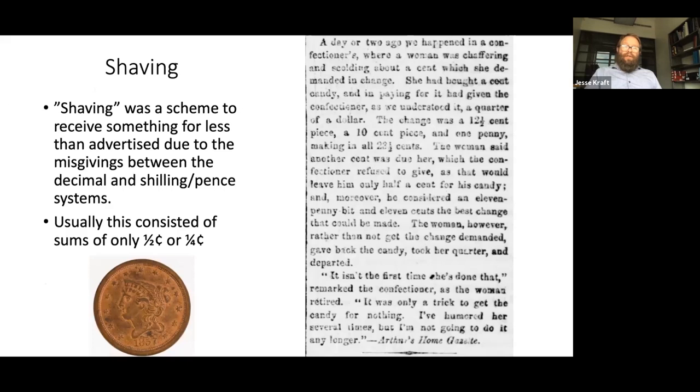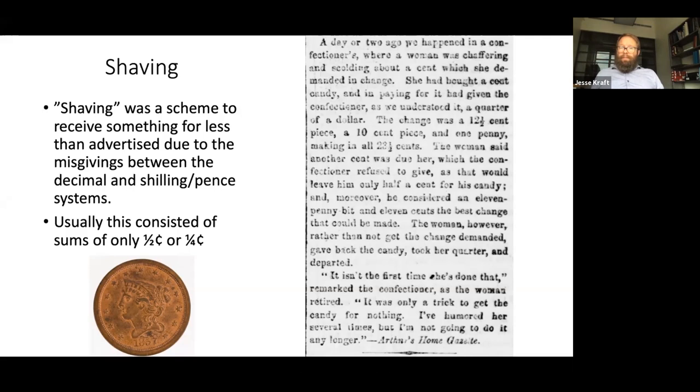Shaving was a problem, and shaving was a scheme to try and get the smallest amount of money from a person. A scheme to receive something for less than advertised due to the misgivings between the decimal system and the state shillings and pence. And it usually only consisted of sums of a half cent or a quarter of a cent. This newspaper clipping to the right is about a woman who's trying to get a piece of penny candy for essentially half price.